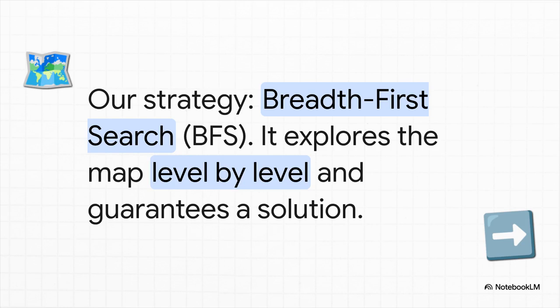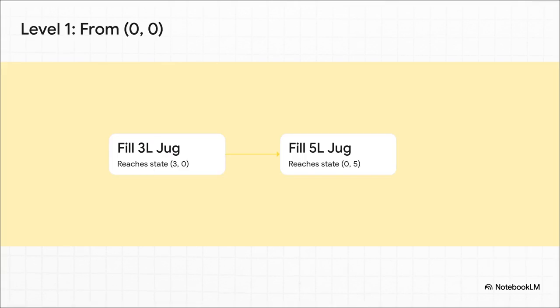Pretty cool. So we start at 0, 0, right? Both jugs are empty. The AI looks at this and goes, okay, what can I do from here? And it sees 2 options. I can fill the 3-liter jug, or I can fill the 5-liter jug. Boom. That's the first level of our search tree.